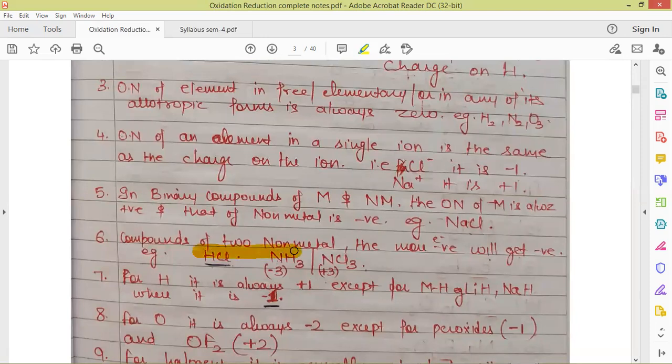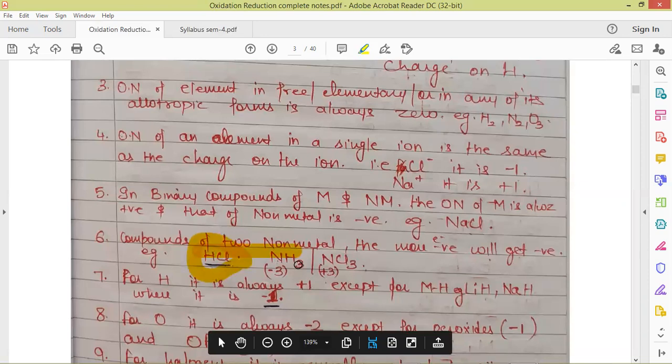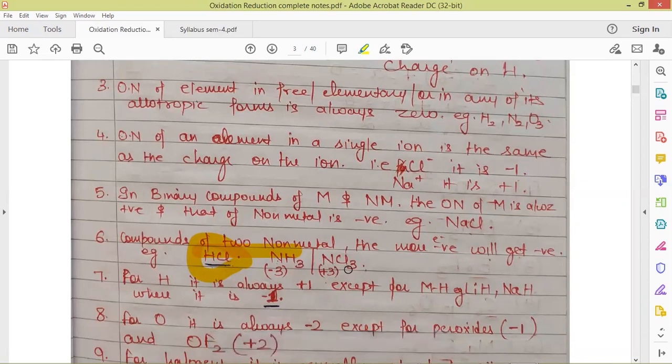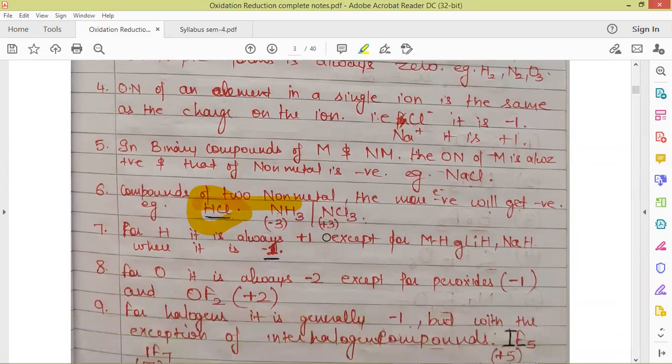Next is compounds of two non-metals. If the molecule is made up of two non-metals, there is nothing like metal and non-metal, both the elements are non-metals, then the more electronegative element is going to acquire the negative charge and the less electronegative element is going to acquire the positive charge, as we discussed in the example of HCl. Here, ammonia and NCl3. In ammonia, nitrogen is more electronegative, so it will acquire -3 and hydrogen is going to acquire +1 each. And in NCl3, chlorine is more electronegative in comparison to nitrogen. So chlorine is going to acquire the negative charge and nitrogen is going to be +3.